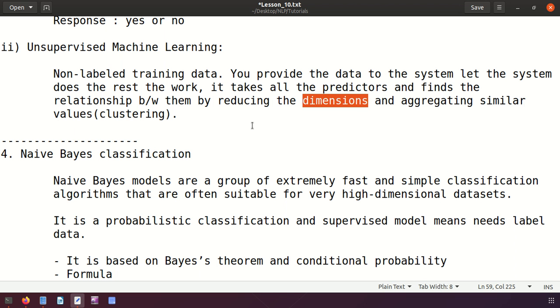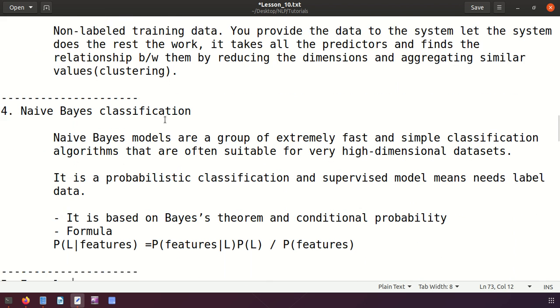In unsupervised machine learning, we don't have labels. Labeled data is not needed. So the whole data is applied to the machine, and the machine takes the decision. How does it take the decision? It finds the relationship between the features, and based on that, it gives the response, right? And the relationship is found by reducing the number of dimensions and also aggregating similar values, which is called clustering. It will cluster the values based on some similarities.